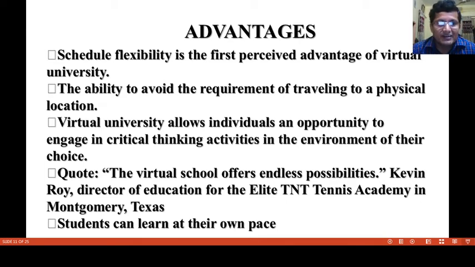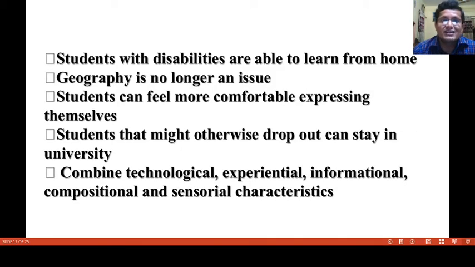Kevin Rai, Director of Education for the Elite TNT Tennis Academy in Montgomery, Texas, quoted that the virtual school offers endless possibilities. Students can learn at their own pace. Students with disabilities are able to learn from home. Geography is no longer an issue. Students can feel more comfortable expressing themselves. Students that might otherwise drop out can stay in university. Combine technological, experiential, informational, compositional, and sensorial characteristics.